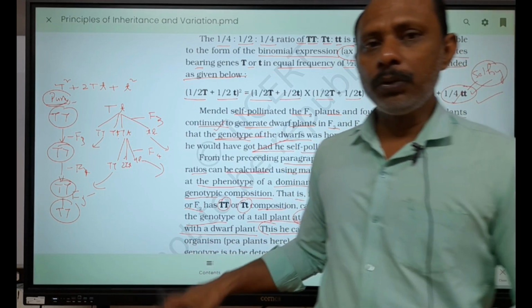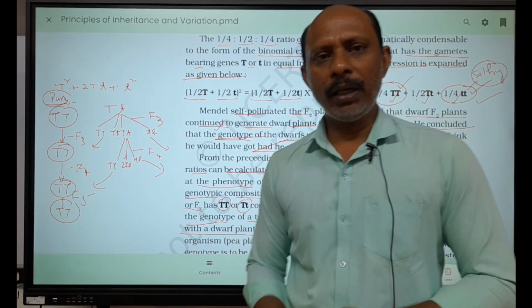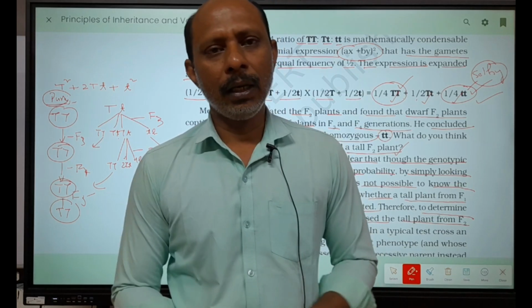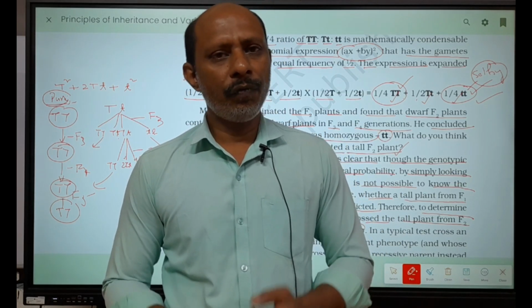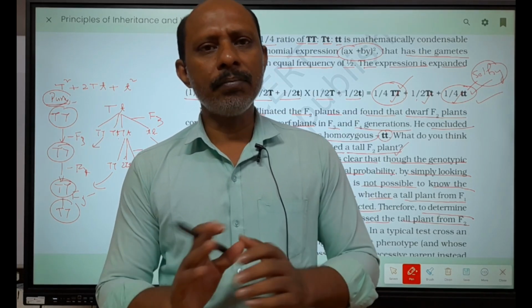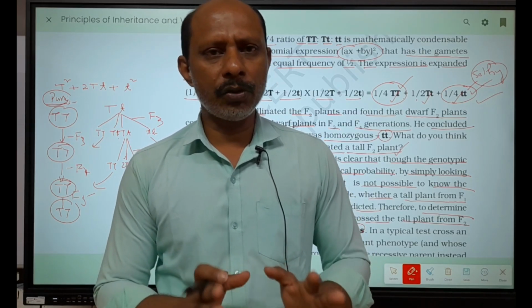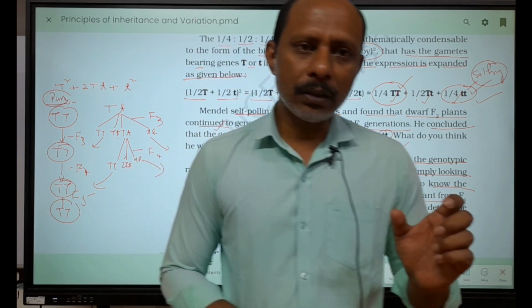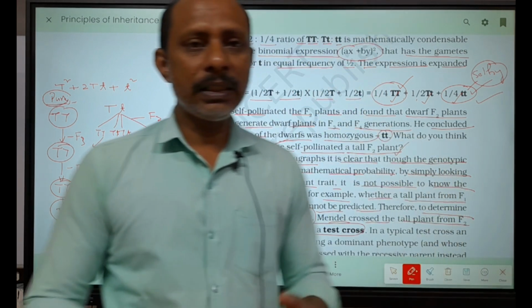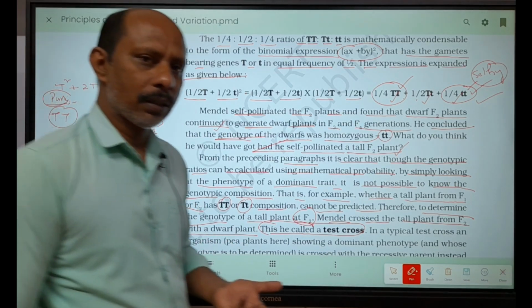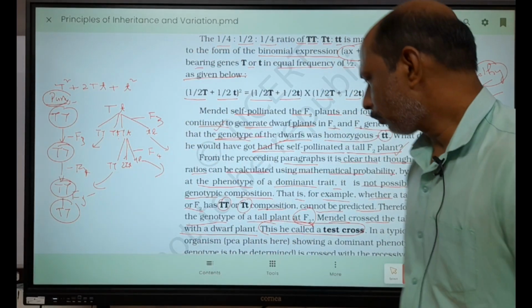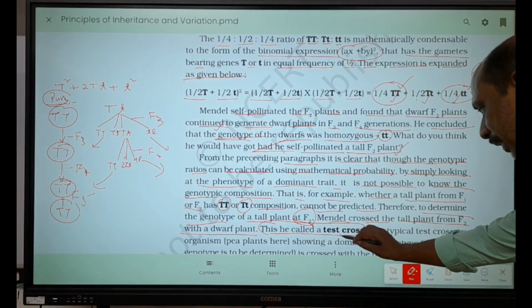But when we use a recessive parent, means when we cross a recessive parent with the offspring, then we get the phenotype and genotype ratio both the same. The phenotype and genotype ratio is the same when we cross with a recessive parent. So by seeing the phenotype, we can get the idea which one is pure breed and which one is hybrid. So it is called a test cross.